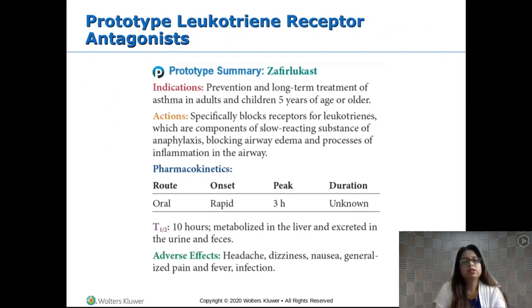An example is zafirlukast. Okay, prevention and long-term treatment of asthma, mostly for children above the age of 5. What does it do? It blocks the receptors for leukotrienes, which are components of slow-reacting substances of anaphylaxis, blocking airway edema and the inflammation process in the airways. Adverse effects could be headaches, dizziness, nausea, generalized pain, fever, and infection.